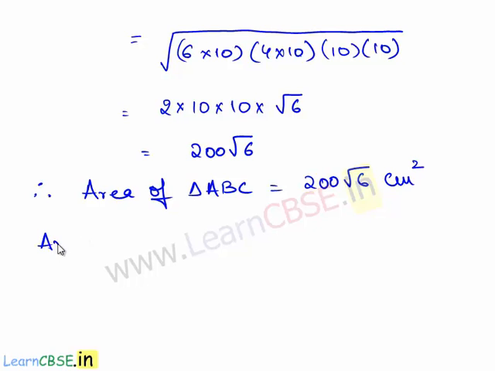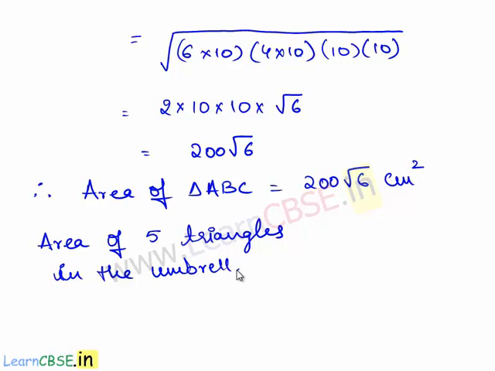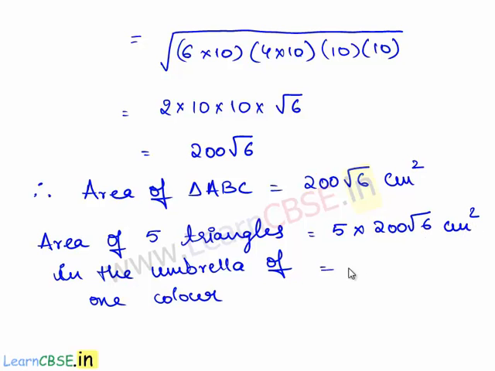So area of 5 triangles in the umbrella of one color is equal to 5 times 200 root 6 centimeter square, which is 1000 root 6 centimeter square. Hence, the area of the cloth required for each color in the umbrella is 1000 root 6 centimeter square.